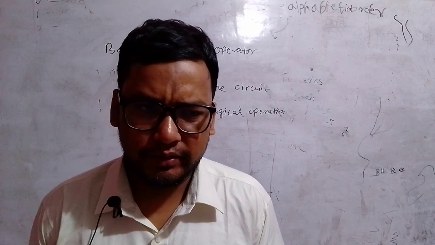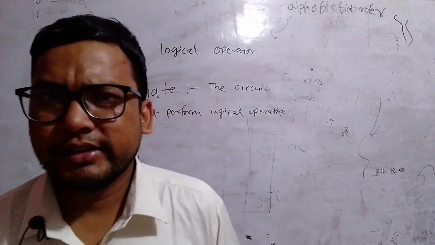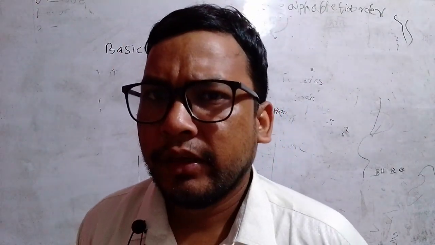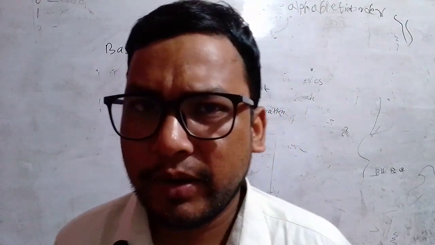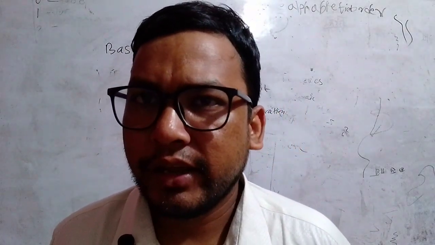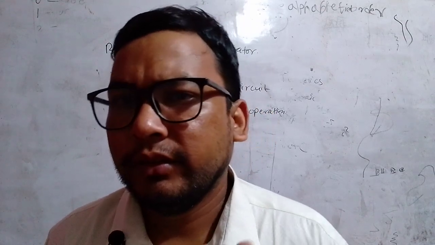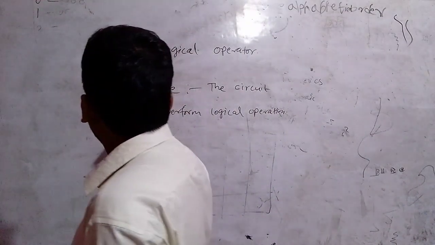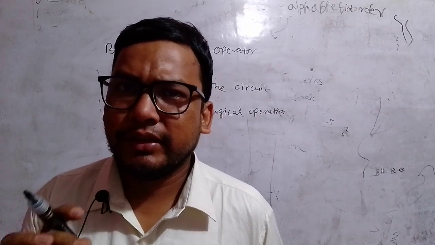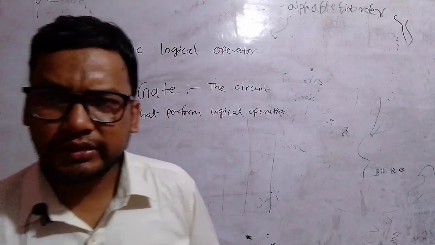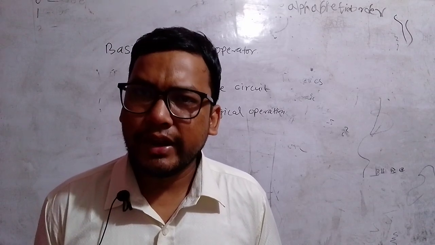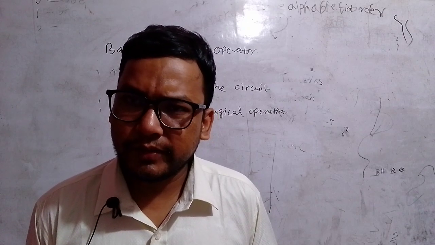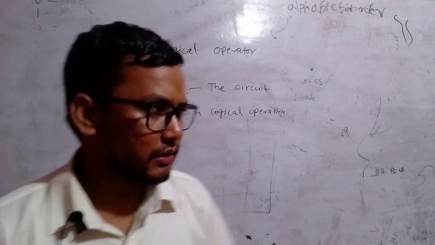How many gates are available in the real scenario? We cannot say how many logical circuits are available, but we can say there are 3 basic gates to implement the 3 basic logical operations. What are the basic logic operations? AND, OR and NOT operations. And to implement these three basic logical operations, we have three basic gates.